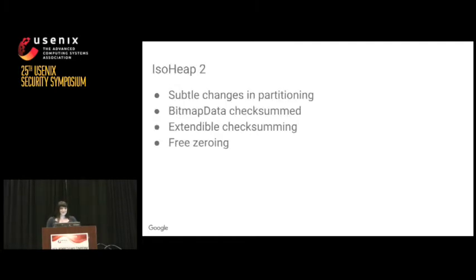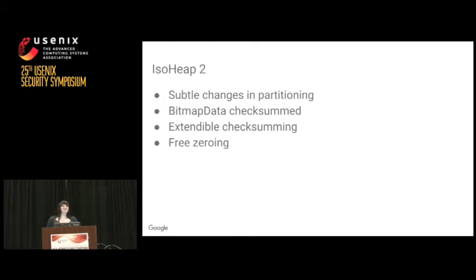So then we moved on to ISO Heap 2, and this had a few changes. There were some subtle changes in heap partitioning, moving even more objects to the dangerous partition so that it was less likely they could be used in exploits. And also, the bitmap data object, which we believe is the last contiguous object, was checksummed. And then also extendable checksumming was implemented. So now if another type of object shows up in a 0 day, Adobe can very easily add checksumming right away.